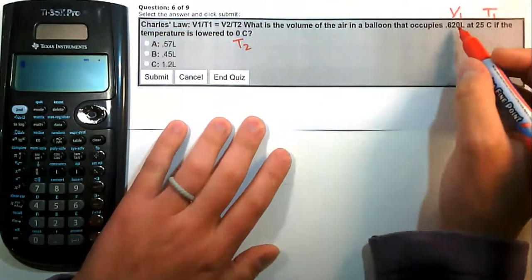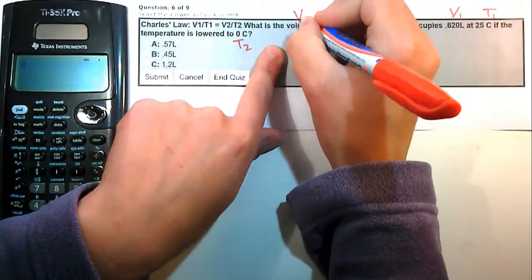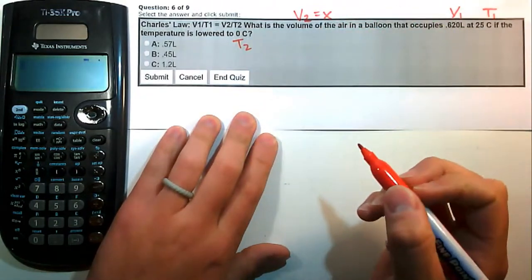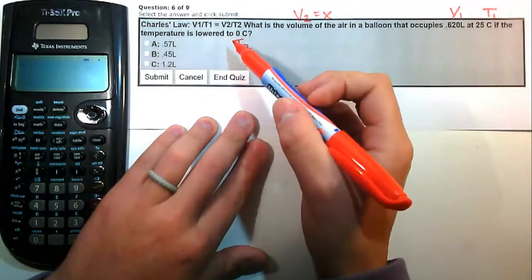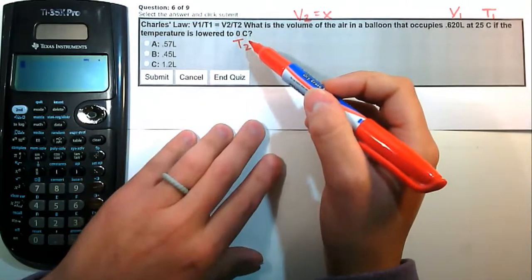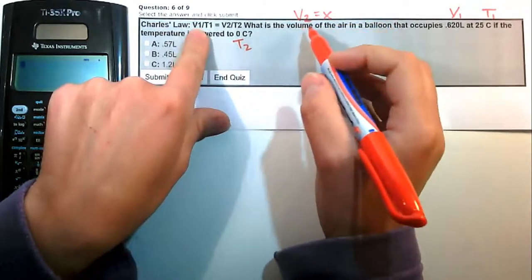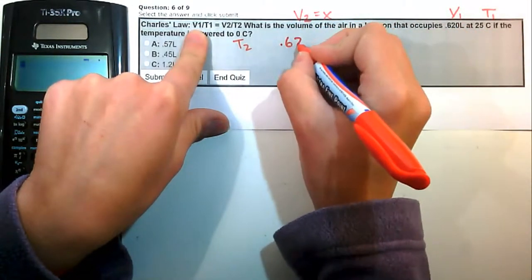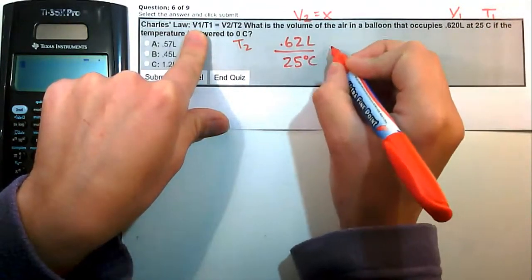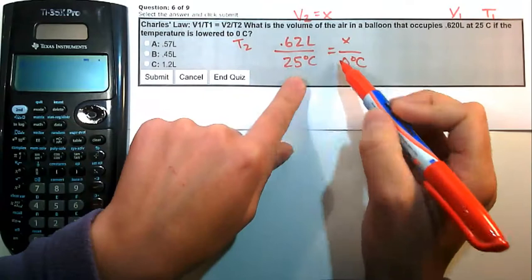Okay, so we have a V1, a T1, and a T2. And so we are looking for a volume, a V2. What is the volume if it's lowered to 0 degrees Celsius? So V2 will be our value of X in this case. So I want to draw your attention to the fact that this problem has 0 degrees Celsius, and this is actually why we need the Kelvin scale, because if we were to use Charles's Law, V1 over T1, so V1, 0.62 liters over T1, 25 degrees Celsius, equals V2, X over 0 degrees Celsius, T2, then the gas law wouldn't work.